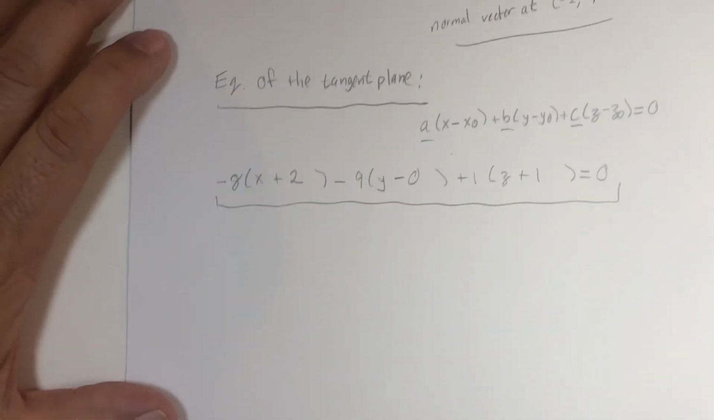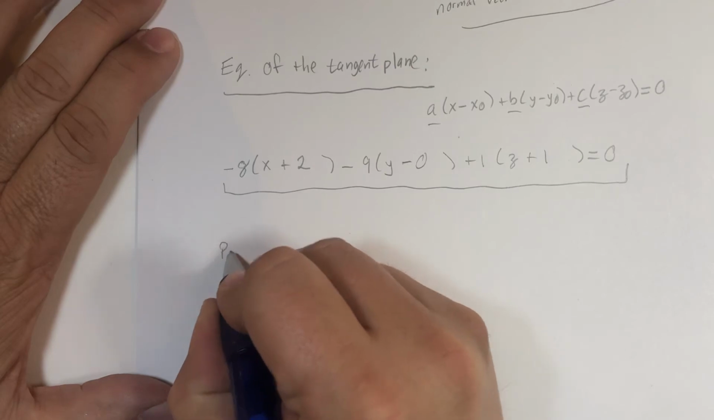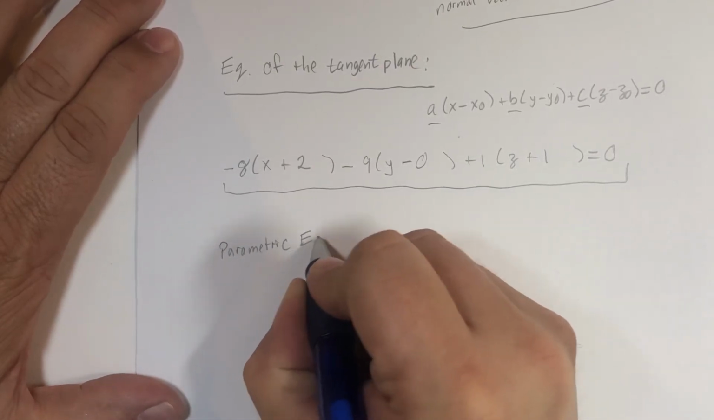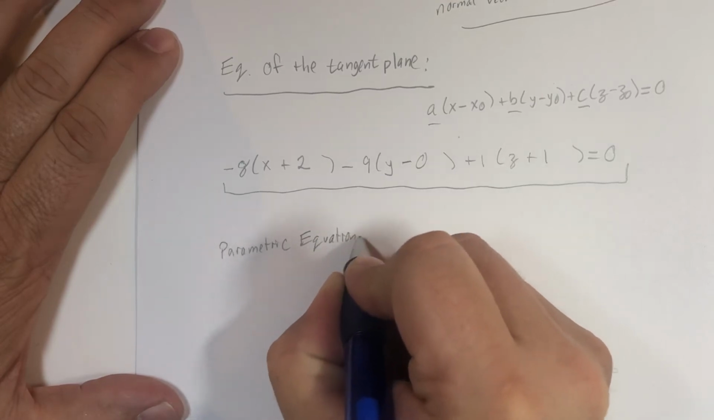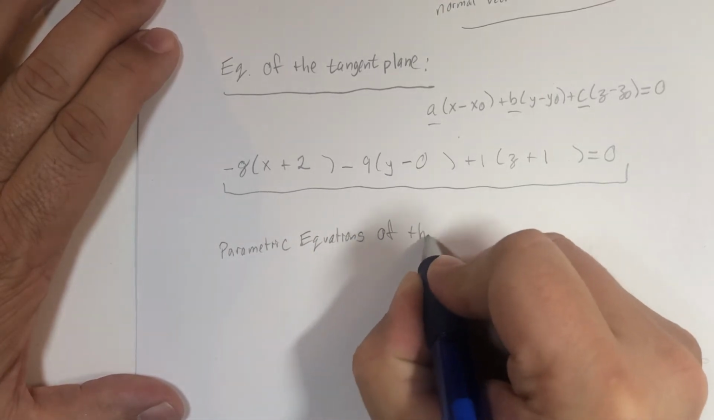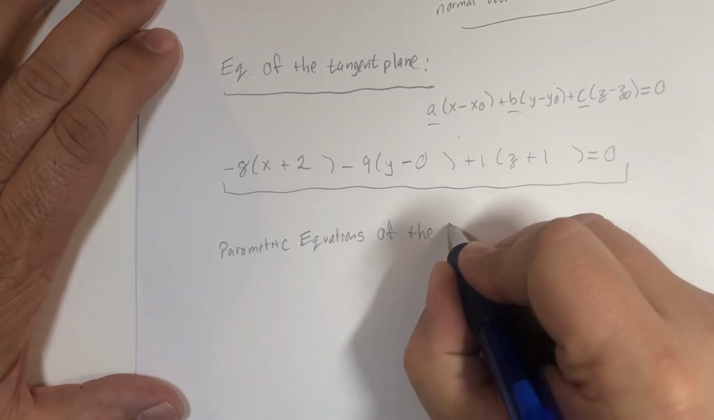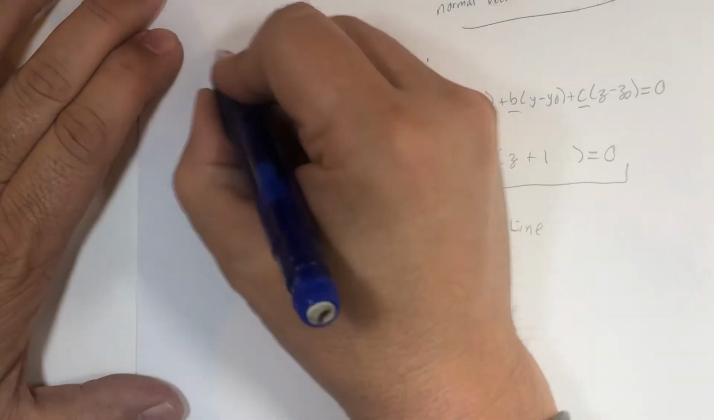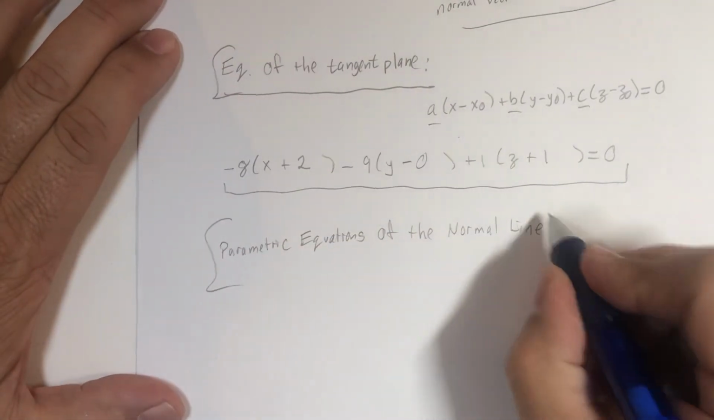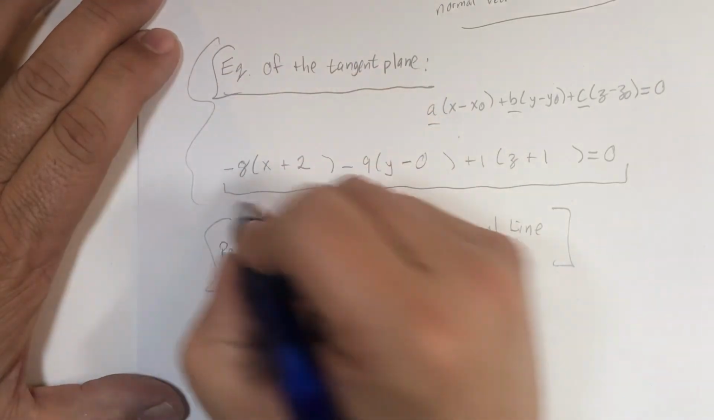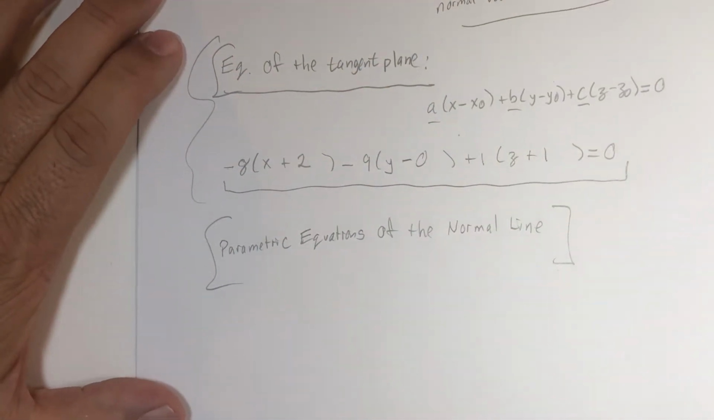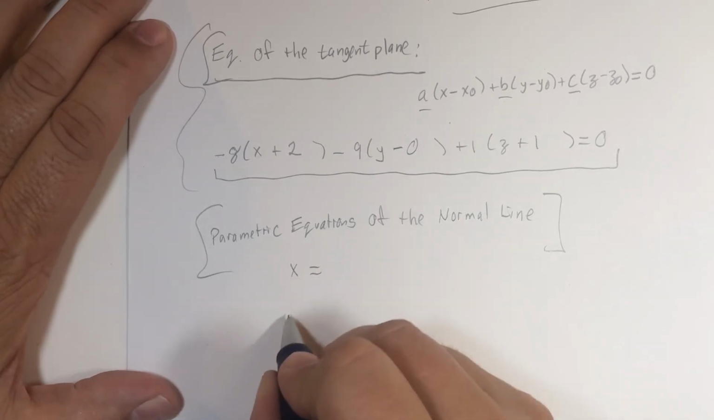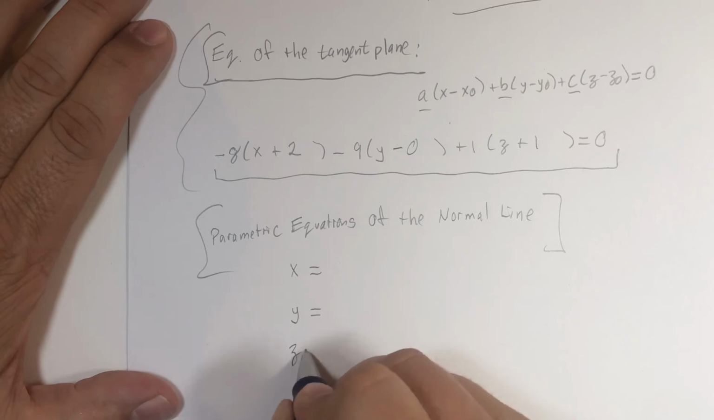Another side question we could ask is, what are the parametric equations of the line that's normal to the surface? There is one question. Here's the other question. So the parametric equations of that normal line use similar information to the plane, but displayed much differently.